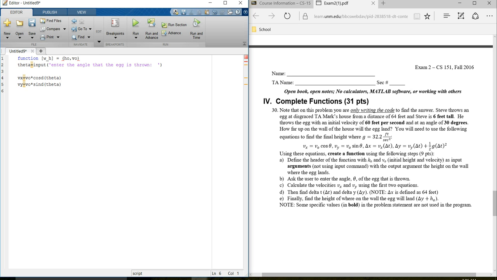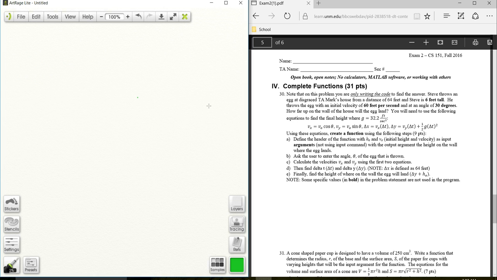Calculate the velocities. I just did that using the equations. Then find the delta t. Oh, here's where we gotta use some algebra. Oh man, I wasn't ready to do that. Hold on. So the way we solve for delta t, we come over here. He gives us a hint. He says delta x is defined as 64 feet. You see over here, Steve throws an egg at Mark's house from a distance of 64 feet.